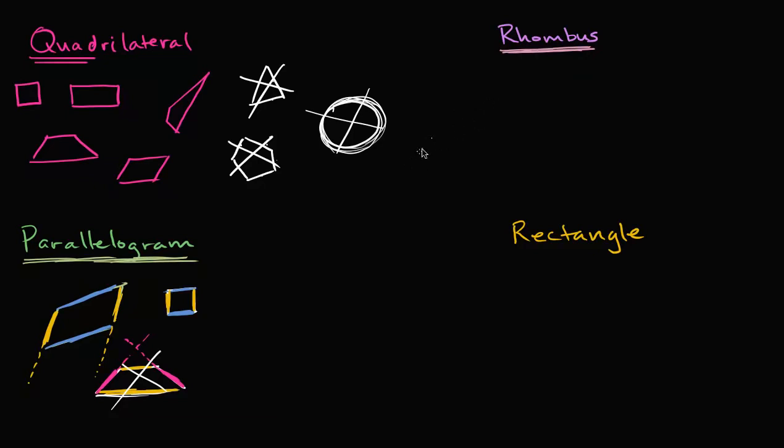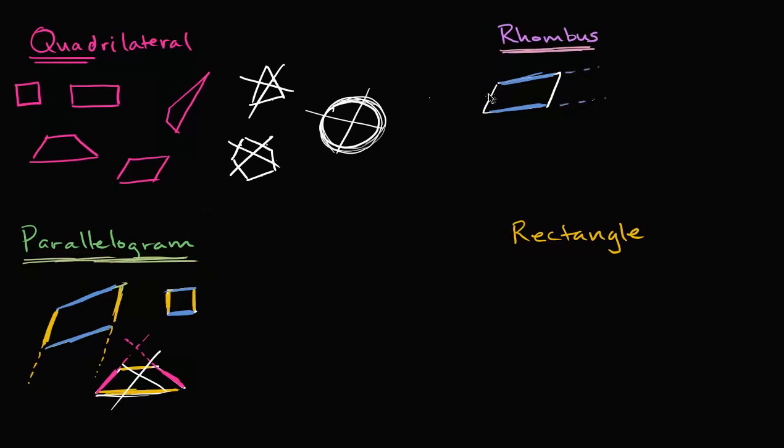The opposite sides need to be parallel, but that by itself doesn't make it a rhombus. The opposite sides need to be parallel, and all the sides have to be equal. So, for example, this that I'm drawing, that is a parallelogram, but it is not a rhombus. It's a parallelogram because these opposite sides are parallel. If they kept going, they would not cross each other.